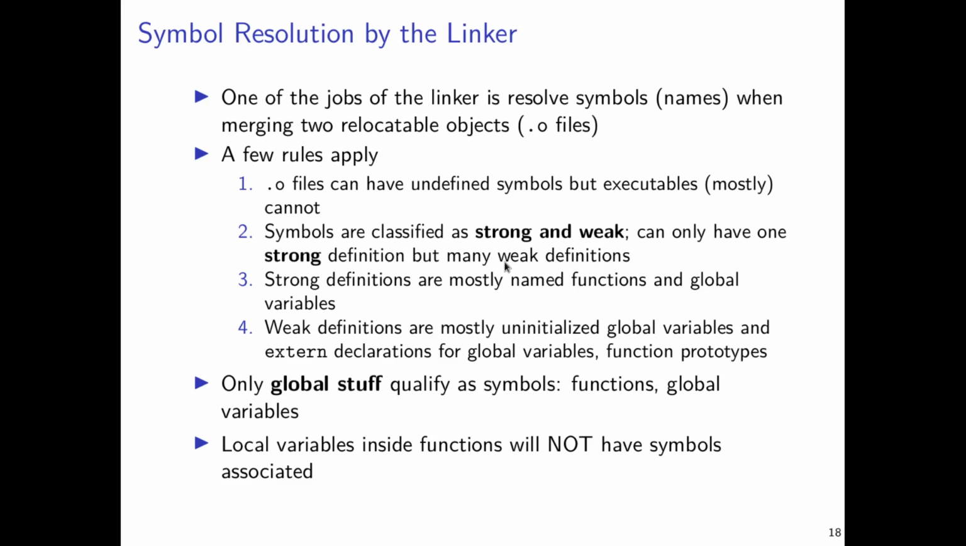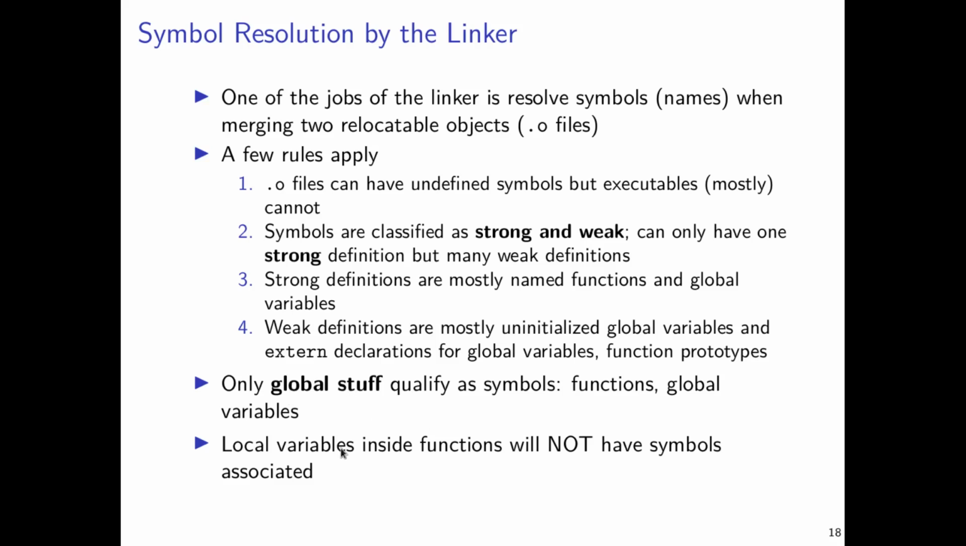But it's possible to have potentially many weak definitions for symbols that are then fulfilled, or resolved, by a strong definition. We'll make this somewhat concrete in just a moment with an example. But the main take-home here is that this applies mainly only to global stuff in C, as in variables outside of the scope of any function, and function names themselves.